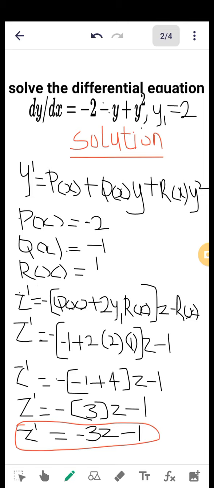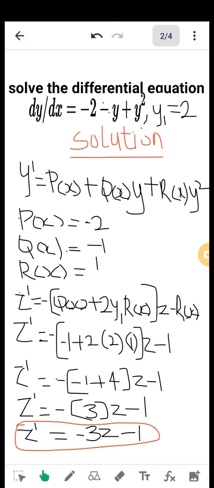Okay. So today we are solving the differential equation dy/dx equals minus 2 minus y plus y squared, where y1 equals 2. So my y1 is the particular solution. It will always be given in the differential equation.